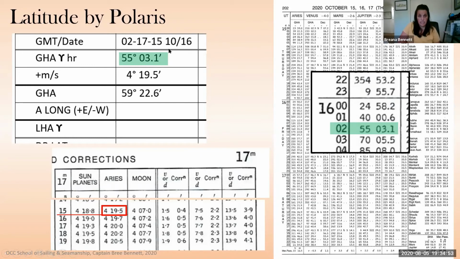With my GMT time, I'm going to calculate my Aries. So I have 55 degrees just for the top of the hour. And then I go to the minutes and seconds page. And under Aries, remember, we don't want to go under the sun and planets one. We're only doing Aries. We get our minutes and seconds correction. So we add that up.